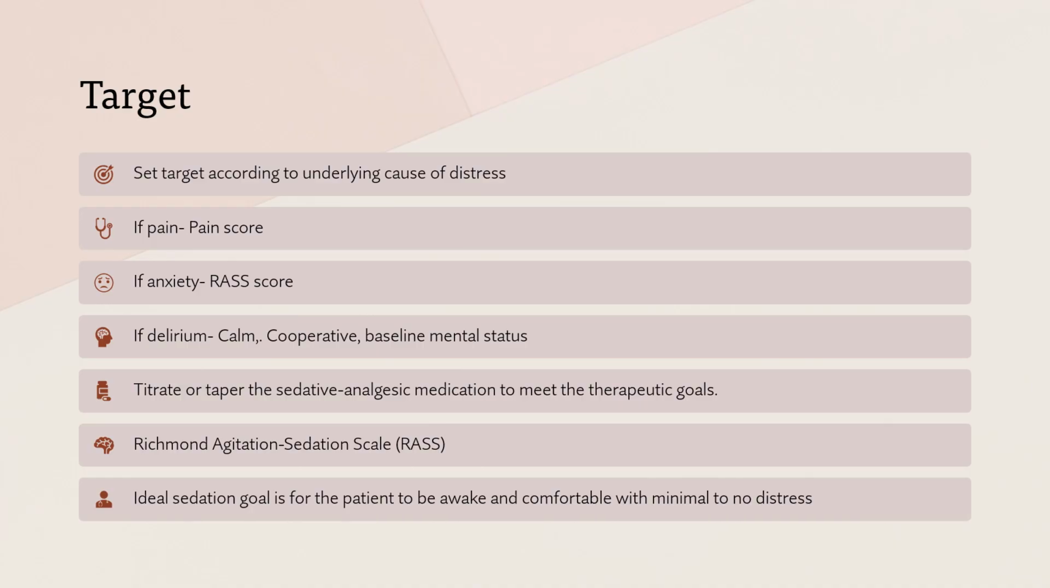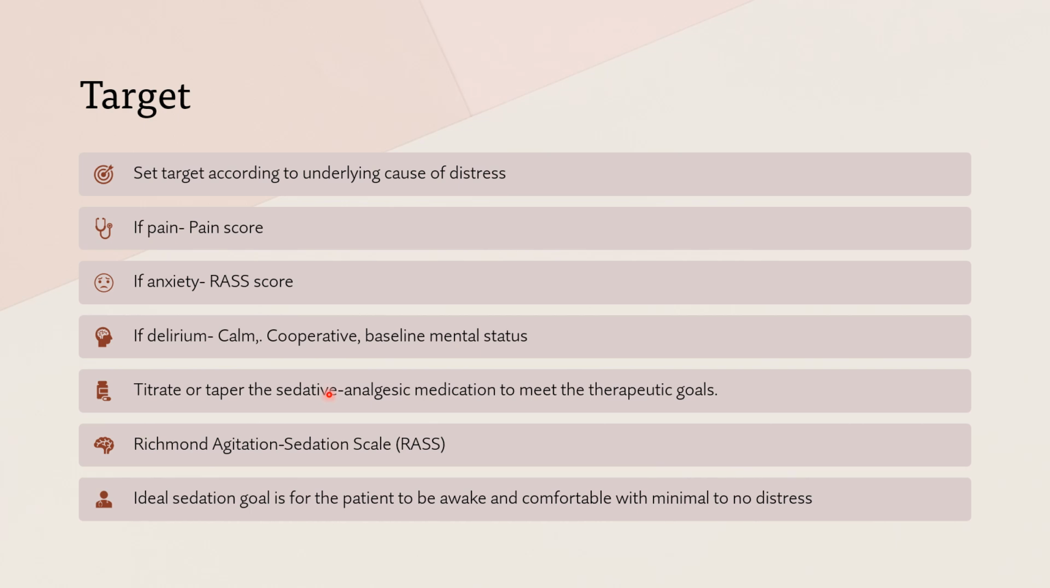If the distress is due to pain and an opioid is initiated, then assessment using a pain scale is appropriate. If the goal of therapy is anxiolysis or sedation, then a scale assessing level of sedation should be used. On many occasions, more than one scoring system is used since agitation and distress are often multifactorial. Titrate or taper the sedative and analgesic medication to meet the therapeutic goals.